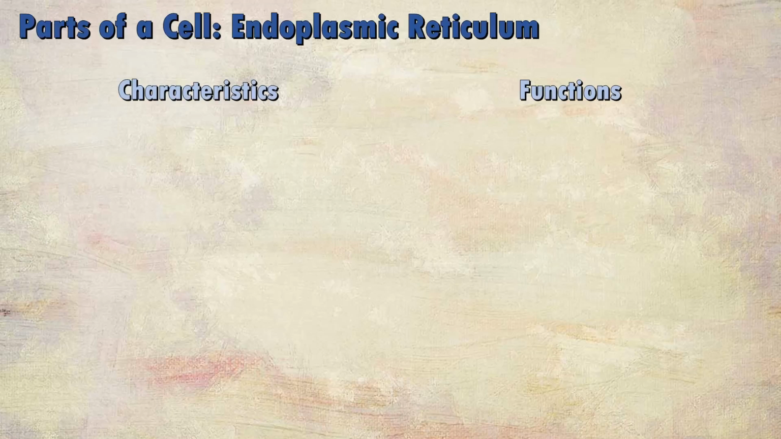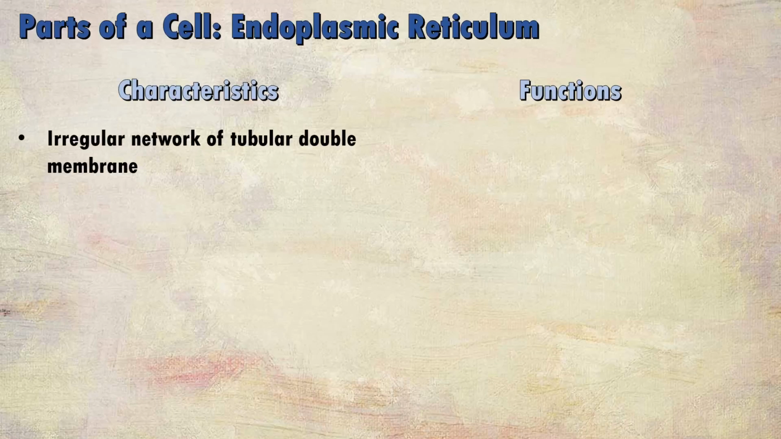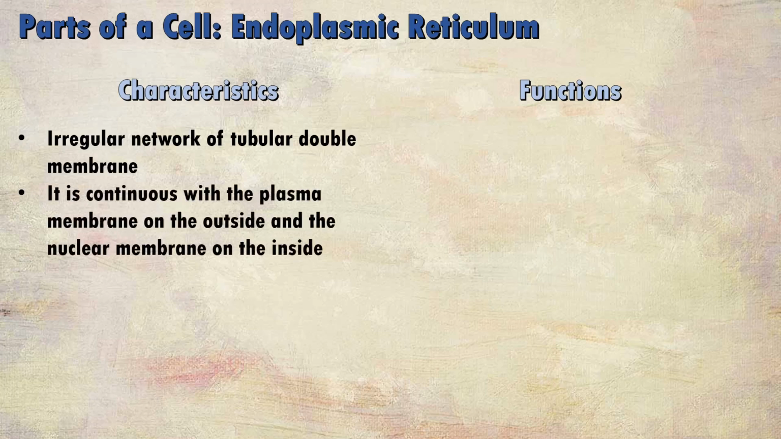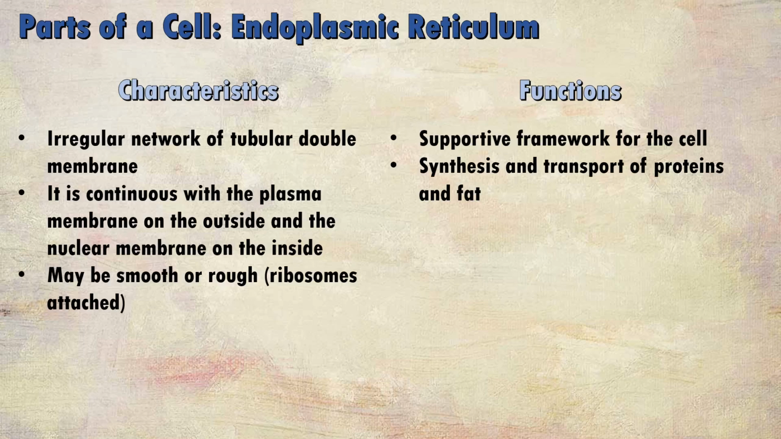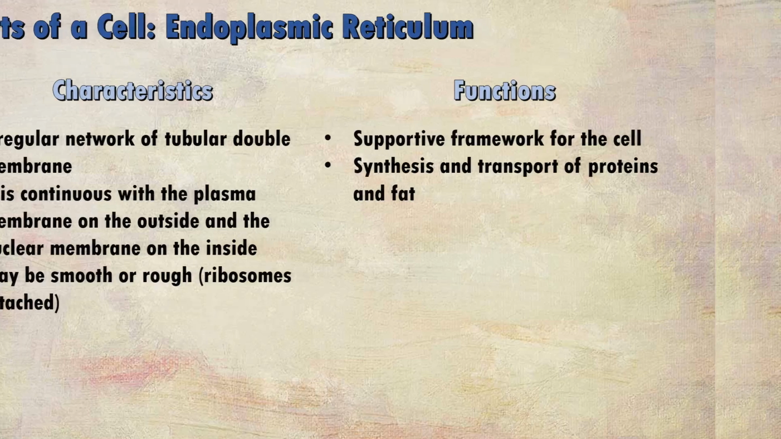The next part of the cell is endoplasmic reticulum. Its characteristics are: it is an irregular network of tubular double membrane. It is continuous with the plasma membrane on the outside and the nuclear membrane on the inside. It may be smooth or rough. It is rough when ribosomes are attached to it. And now for the functions, it is a supportive framework for the cell, and it helps in the synthesis and transport of proteins and fat.